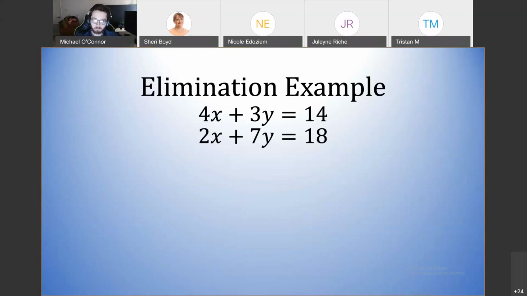So starting off with this system, what do you guys feel would be a good way to go about it that would be easy to solve with elimination?